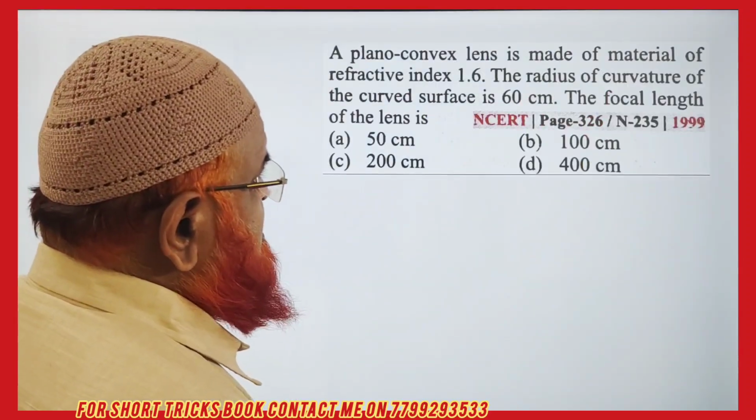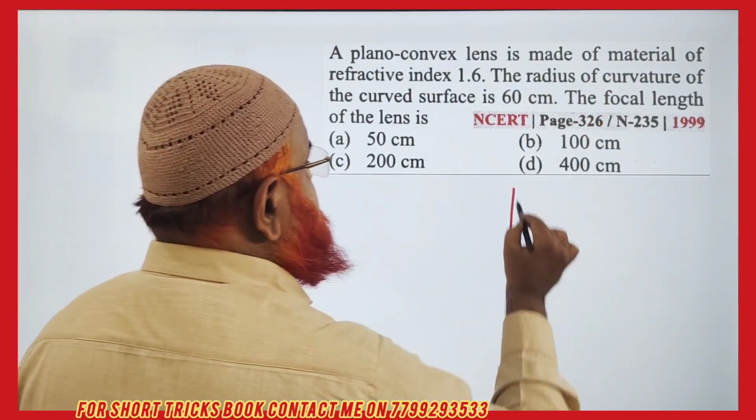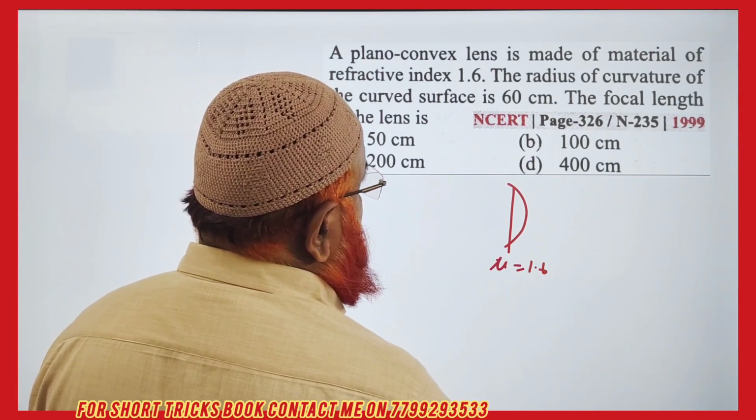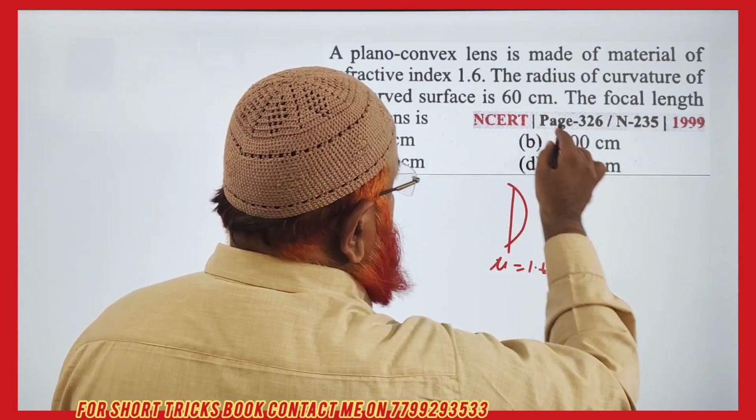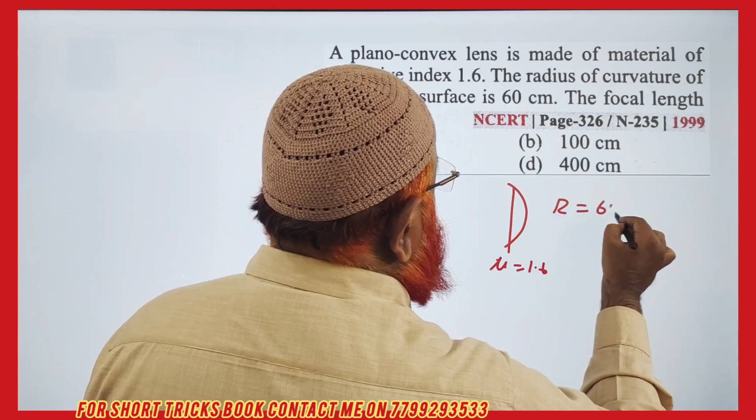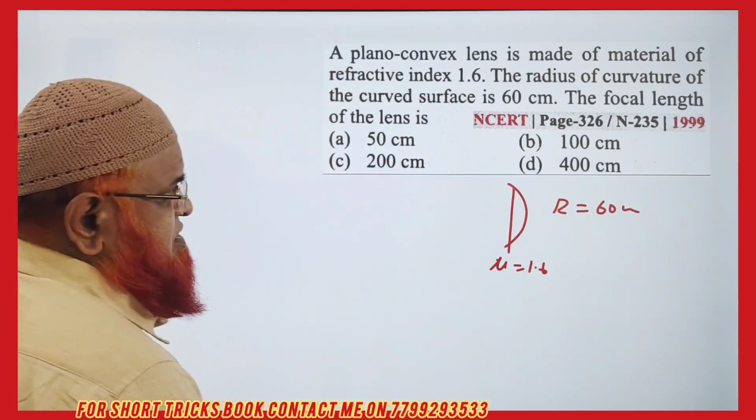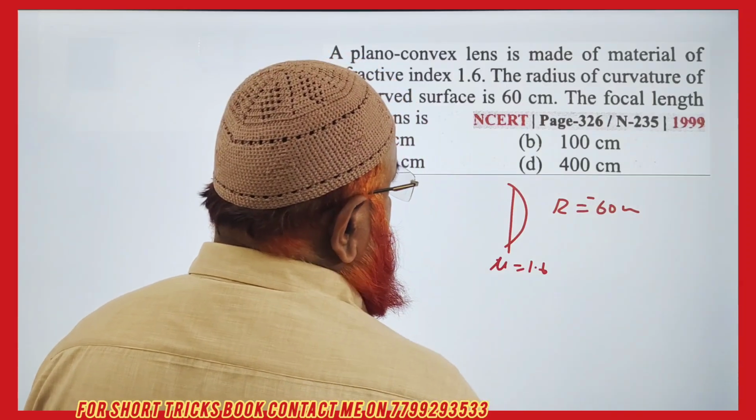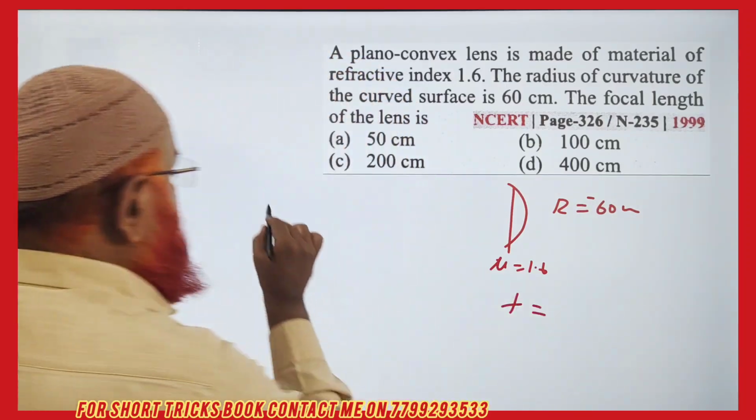A plano-convex lens is made up of a refractive index of 1.6. The radius of curvature of the curved part is how much? 60 centimeters. Okay, the curved part is 60 centimeters. This is taken as minus 60 because it is on the left side. What is the focal length? He is asking us to find out the focal length.